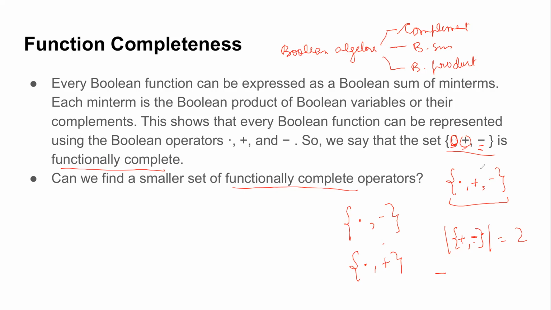Okay, Japsimar says Boolean sum and complement, right? So Japsimar thinks Boolean sum and complement are functionally complete. Anyone else? See, first you need to understand what you mean by functionally complete. Functionally complete means all the operations in that domain should be able to be performed by that given set. Okay. So anyone else? So Abhay says Boolean product and complement. Okay. Excellent.